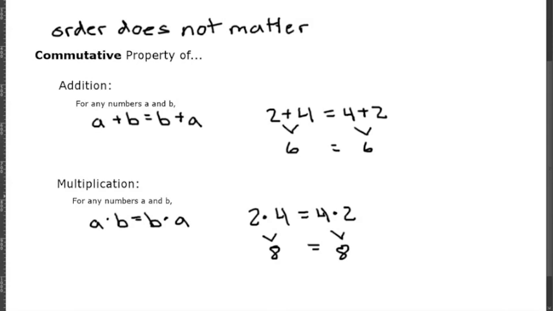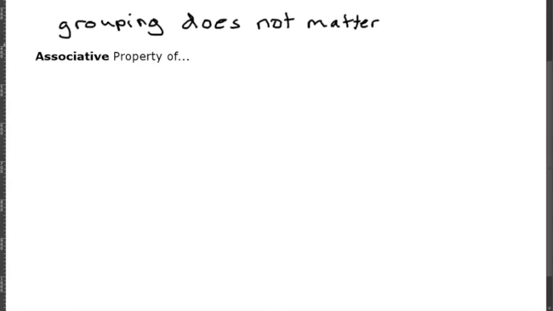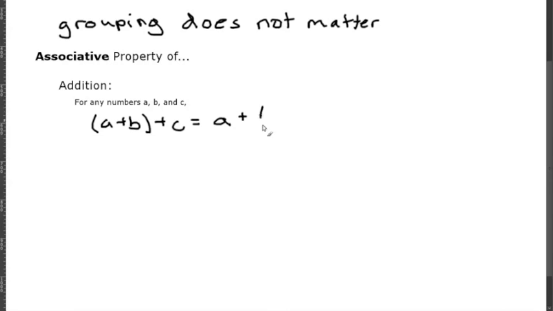So let's move on, and now we're going to look at the associative property. So for the associative property, instead of order not mattering, it's the fact that grouping does not matter. So let's look at addition first. The associative property of addition states that for any numbers a, b, and c, (a + b) + c = a + (b + c).